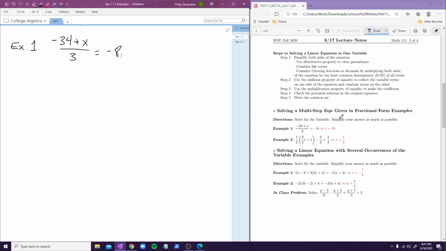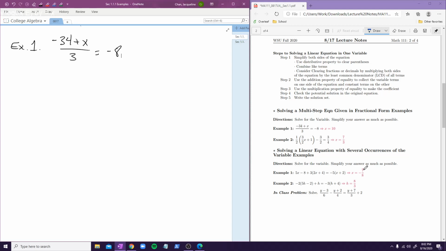Ignore the purple. That's just my solutions, so we can double check our work. So for step 1, it says simplify both sides of the equation. So how do we simplify? We're going to do 3 things. We're going to use the distributive property to clear parentheses, combine like terms, and or consider clearing fractions or decimals by multiplying both sides of the equation by the least common denominator of all terms.